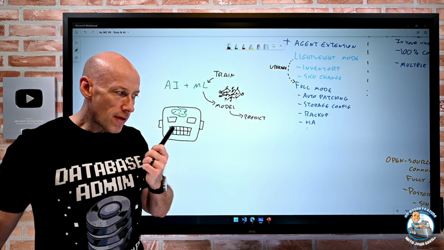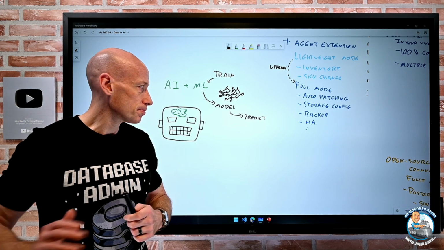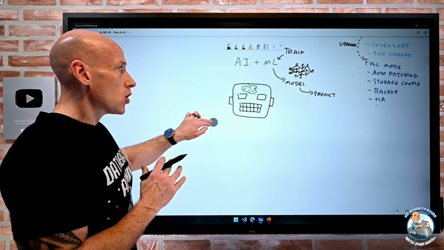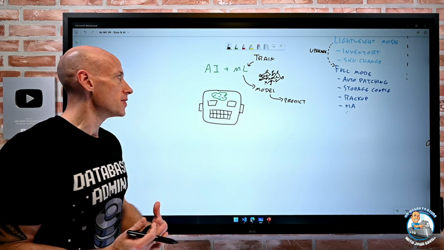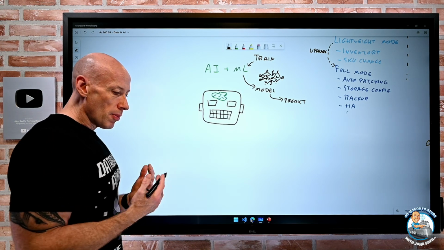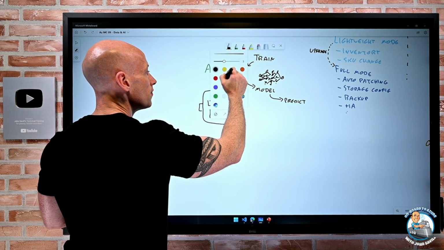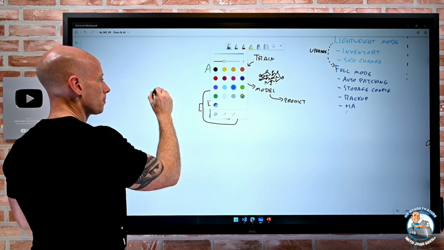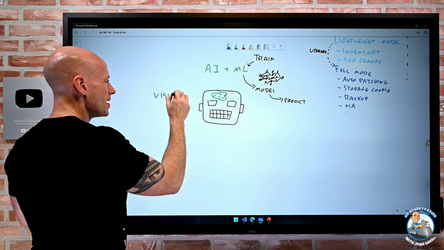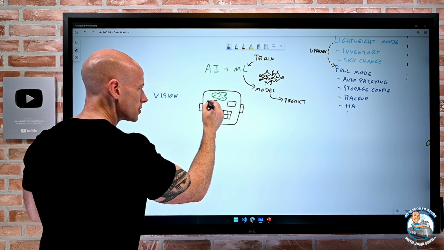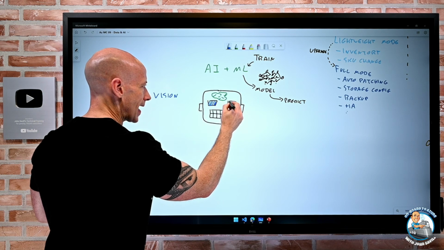So these are very, very common things we're going to have. If I think about the types of services, we have Azure Cognitive Services. A very common one, obviously, is going to be vision. So if I think about the vision side, there are many, many elements to vision. So, okay, we've got the eyes, scanning.